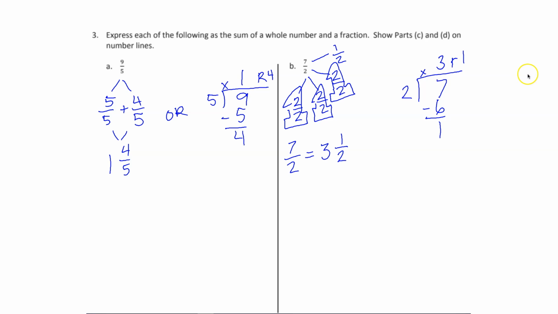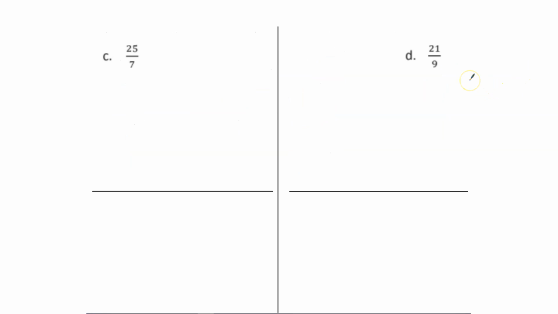All right, so they ask us to put C and D on the number line. Same thing. How many 7's can I get out here? So 7 7's is 1 whole. 14 7's would be 2 wholes. 21 7's would be 3 wholes. How many do I have left? I used 21, so I'm going to say 25 minus 21. I have 4 remaining. 4 7's remaining.